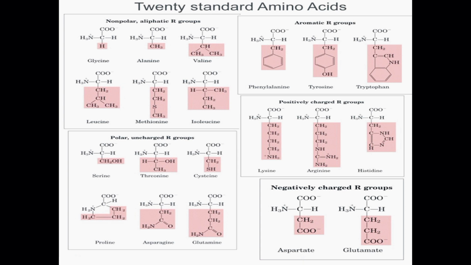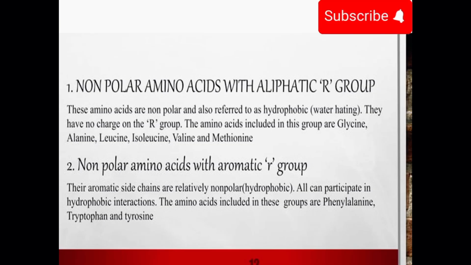So the 20 different types of amino acid can be divided into 5 groups based on their polarity. We will discuss them one by one. Non-polar amino acids with aliphatic R group. These amino acids are non-polar and also referred to as hydrophobic. Hydro means water, phobic means fearing, water hating. So they have no charge on the R group. The amino acids included in this group are glycine, alanine, leucine, isoleucine, valine, and methionine.